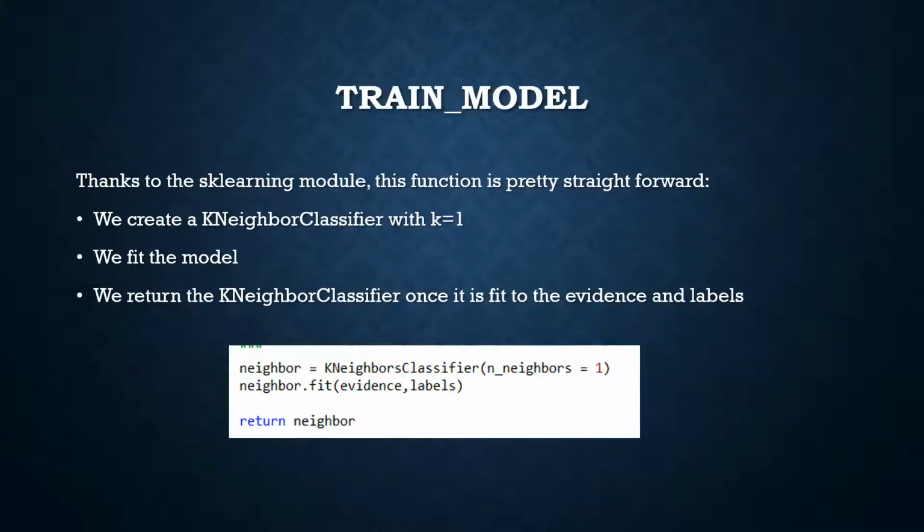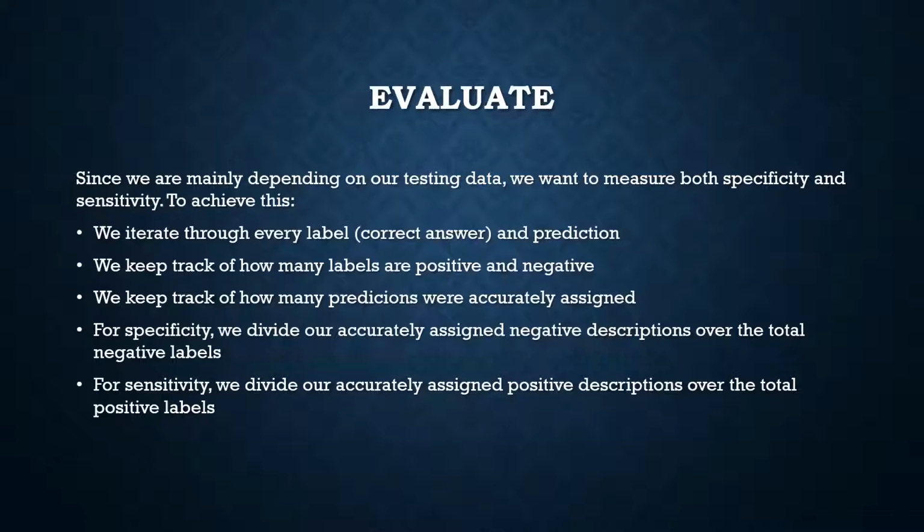Now for the train model function, thanks to the sklearn module, this function is pretty straightforward too. We only need to create a k-neighbor classifier with k equal to 1. We need to fit the model according to our evidence and labels, and we return the k-neighbor classifier once it's fit. And to evaluate, we mainly depend on our testing data.